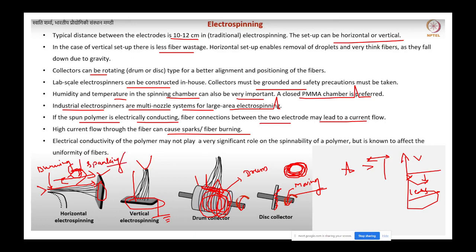Now, the electrical conductivity of a polymer may not play a very significant role in the spinnability of a polymer, but it is known to affect the uniformity of fibers. So this will be helpful for that. These are some factors that you need to focus upon in the electrospinning part. So this is the electrospinning.